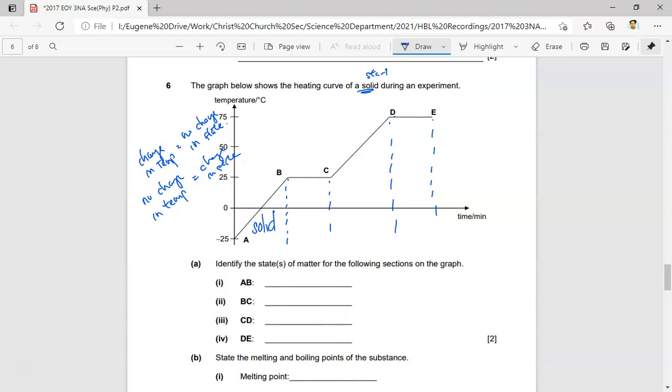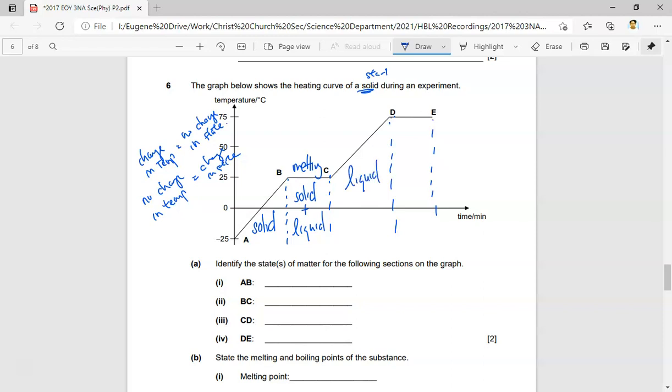From B to C, there's no change in temperature. Temperature remains at 25. So I know the state is changing. So solid changes state, that means this is actually the process of melting. When it's melting, what you're going to have is two different states present. So I got both solid and liquid over here. At part C, you realize the temperature starts to increase. There's no more change in state. So what's happening is that at point C, the solid has fully melted and it has fully become a liquid. So from C to D, it's only liquid.